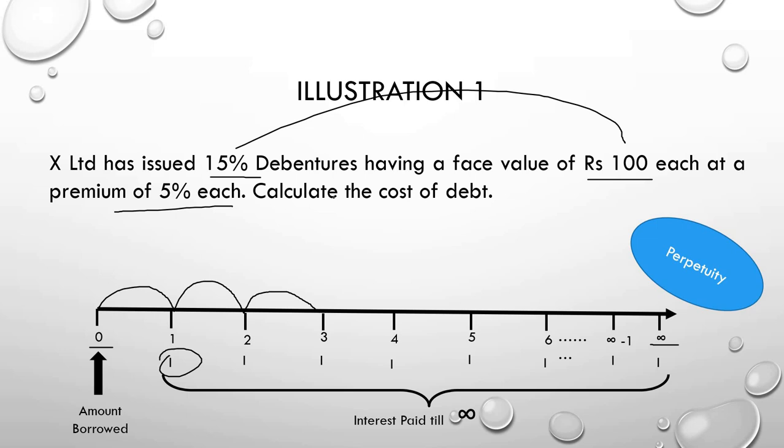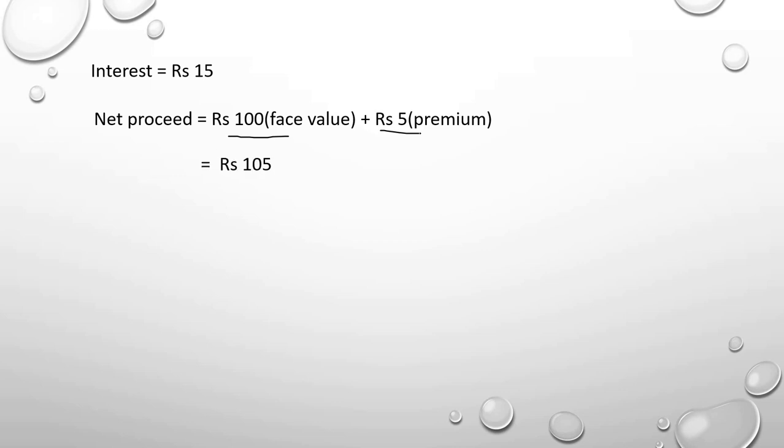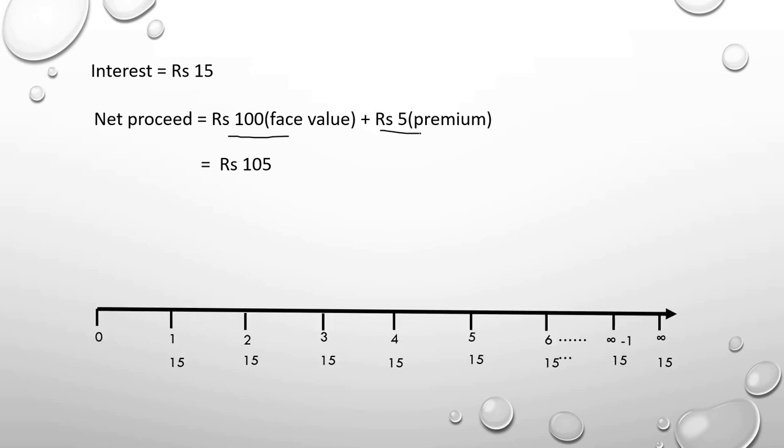Now in this case, taxes are not there, so we can put tax as 0. So interest is rupees 15 and net proceeds will be 100 as the face value and rupees 5 as the premium, so in total we get 105. In this question there is no floatation cost, so we are not subtracting any floatation cost.